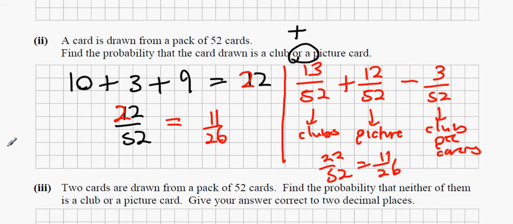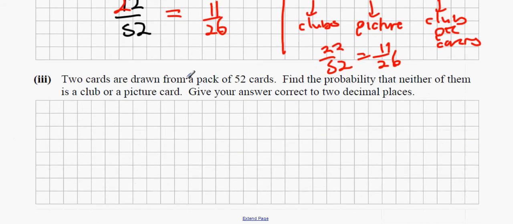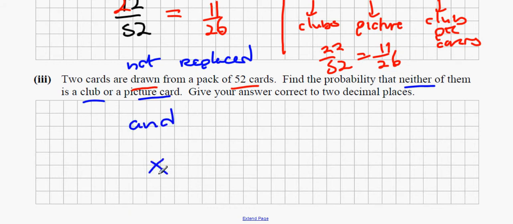Okay, two cards are drawn from a pack of 52 cards. Find the probability that neither of them is a club or picture card. Give your answer correct to 2 decimal places. First thing to remember is it doesn't say it's not replaced, so cards aren't not replaced. Second thing is go through the language. Find the probability that neither of them is a club or a picture card. So this is an AND question, which means multiply. You want the probability that neither one is a club or a picture card. The first probability is going to be out of 52. The second probability is going to be out of 51.